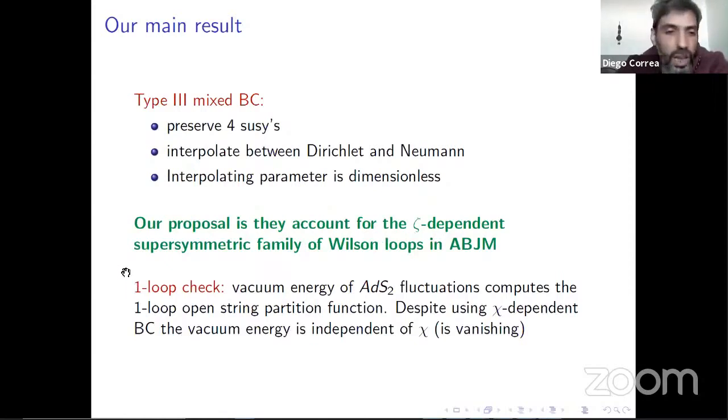So we did a check, a one loop check, so you can compute the one loop correction to the partition function in terms of the vacuum energy.